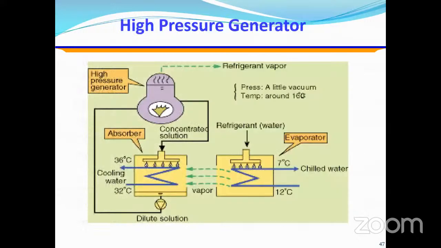So this is the cycle diagram. High pressure generator. So the high pressure generator is like a compressor in the vapor compression system. So the high pressure generator generates the heat. Then it goes to the concentrated solution. The concentrated solution absorbs the heat in the cooling water.